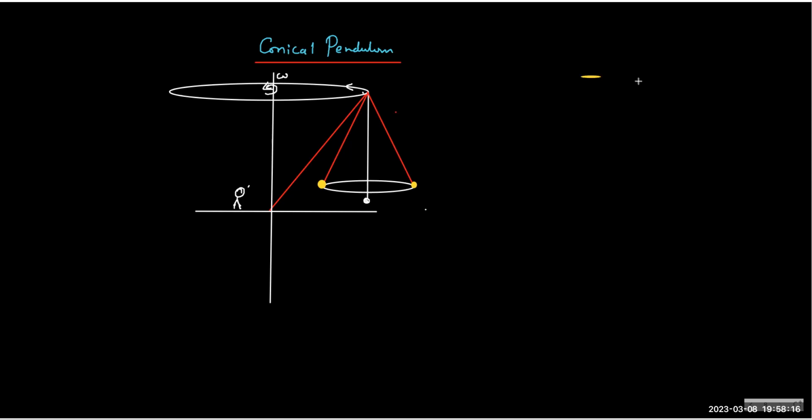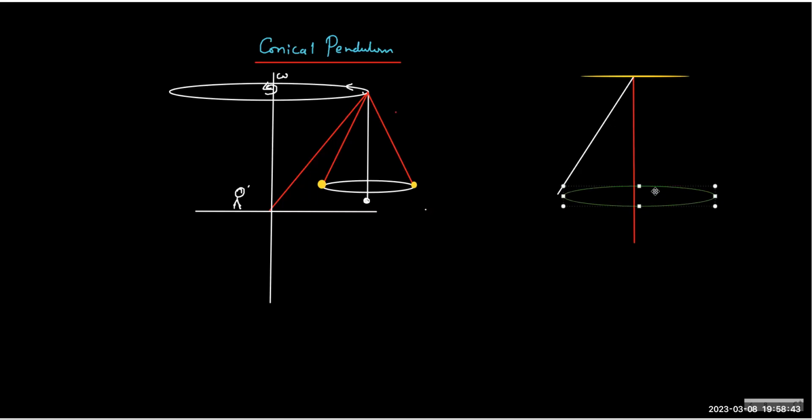In that case, we assume the tip of the pendulum to be a fixed point, and we assume the bob to be spinning on a circular track.